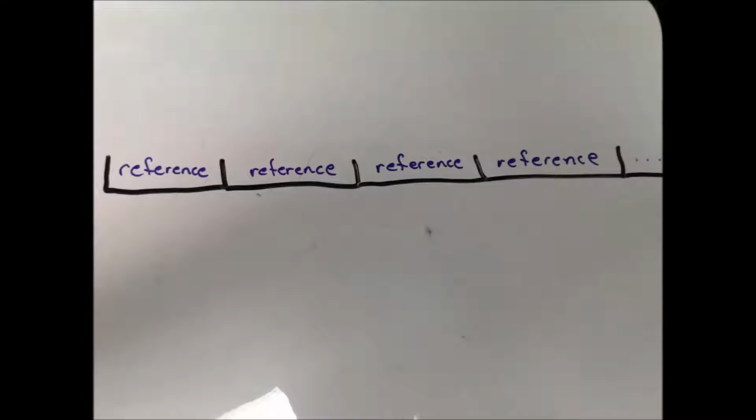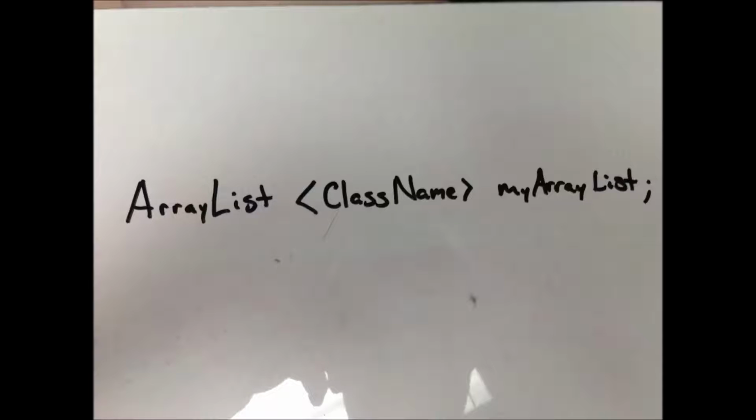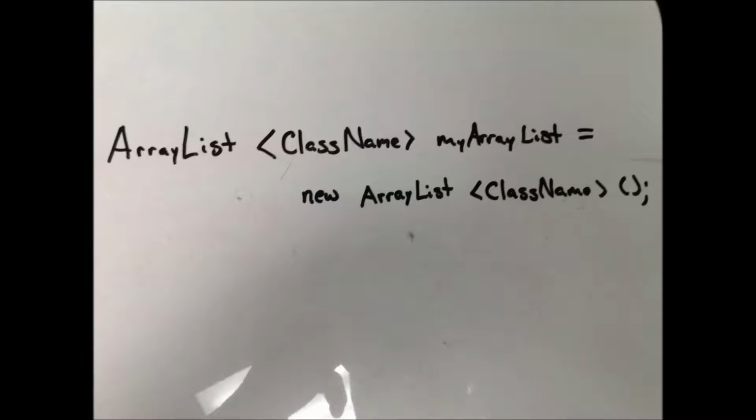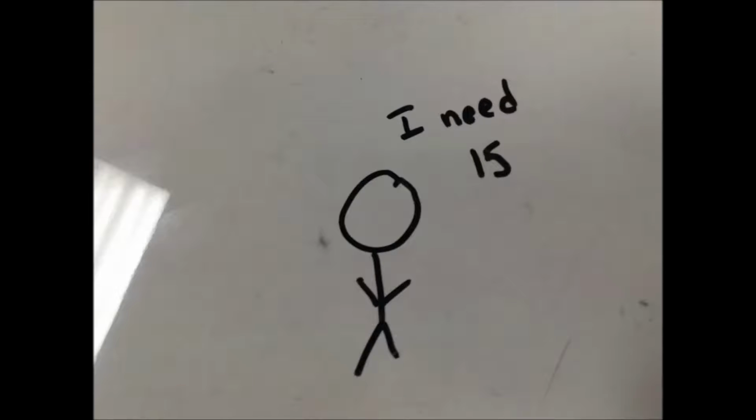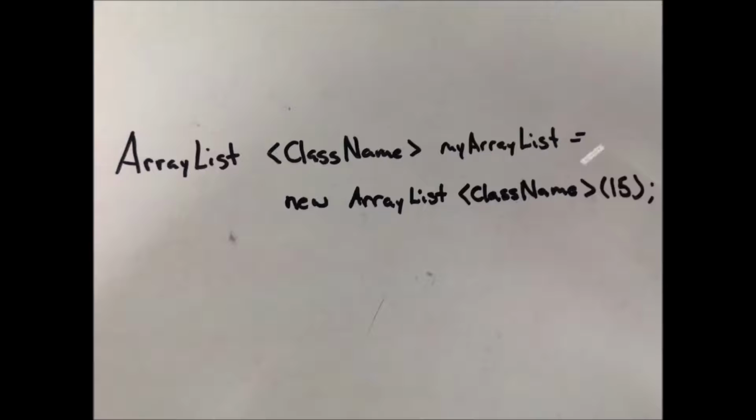To declare a reference variable for an ArrayList, do this. An ArrayList is an array of references to objects of the type class name, where class name can be any class defined by you or Java. To declare a variable and to construct an ArrayList with unspecified initial capacity, do this. This might not be very efficient, but if you have an idea what size array you need, start your ArrayList with that capacity. To declare a variable and to construct an ArrayList with the initial capacity of 15, do this.